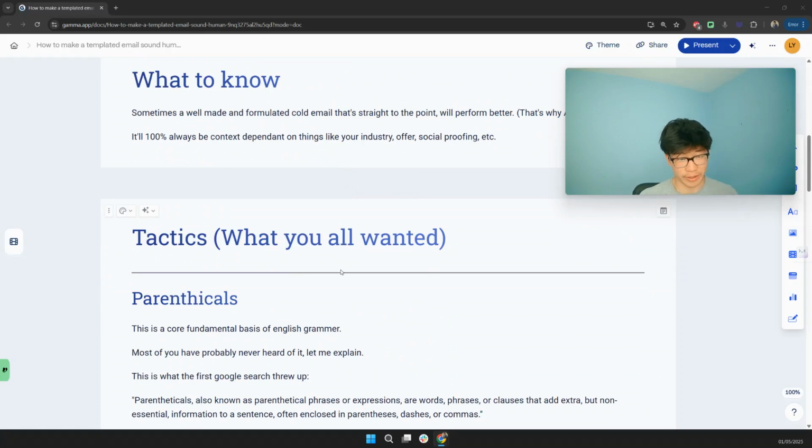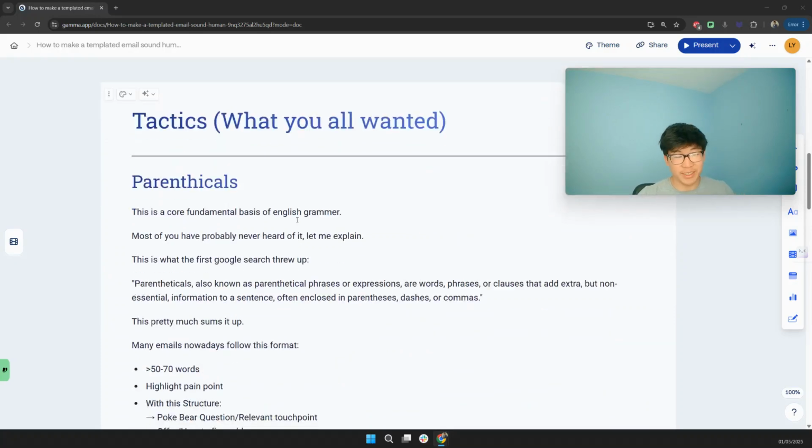This is what you all wanted. So there's this thing called parentheticals. You need to pay attention because this is massive and it can transform your emails, because it transformed mine. It's a basic rule of English grammar, and most of you have probably never heard of it, so I'm going to dive into it and explain what I mean.